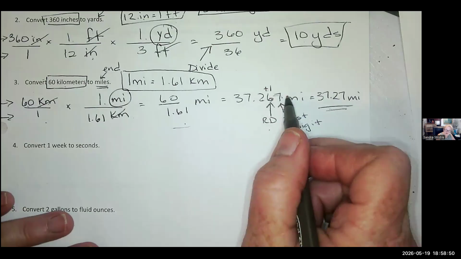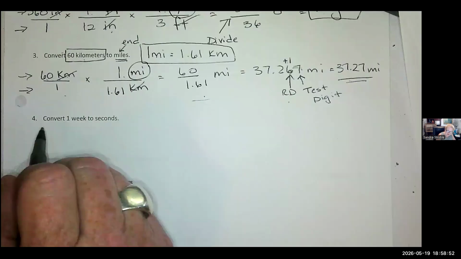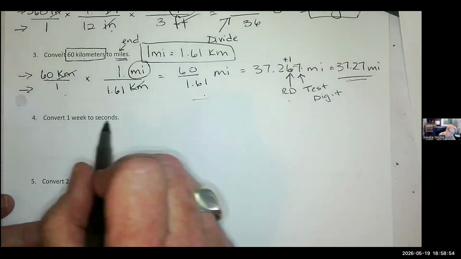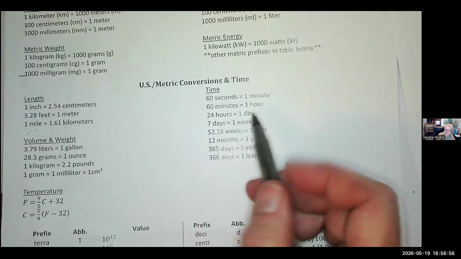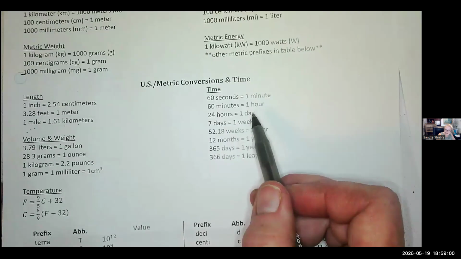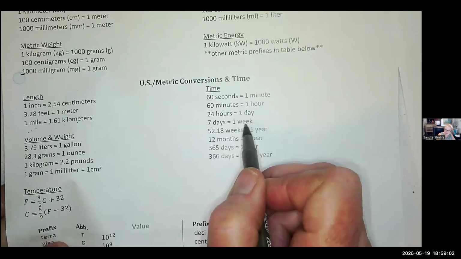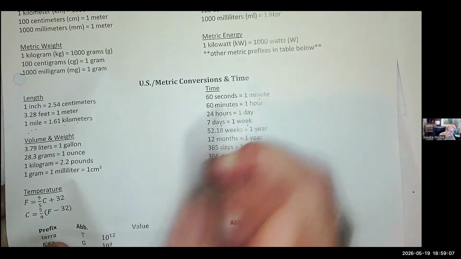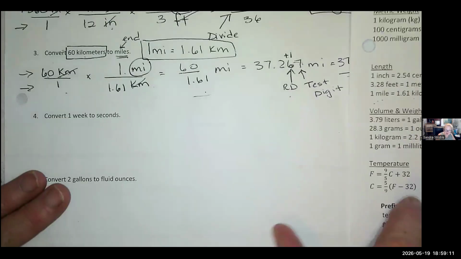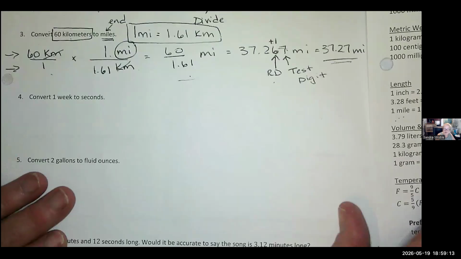All right. Convert 1 week to seconds. Well, now we're going to be living over here in time. We need to be able to get from week to seconds. I've got week to days, days to hours, hours to minutes, and then minutes to seconds. You can only use the conversions that you are given here. You cannot go use Google to find your conversions. That's not going to work when you go to take your exam.